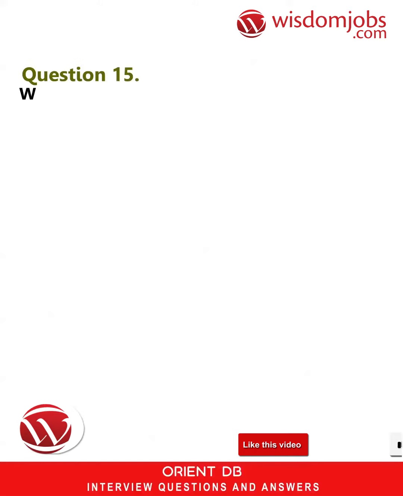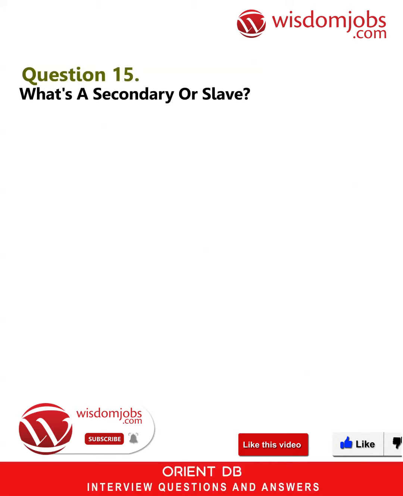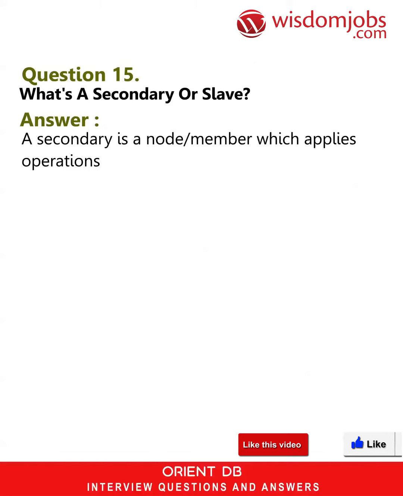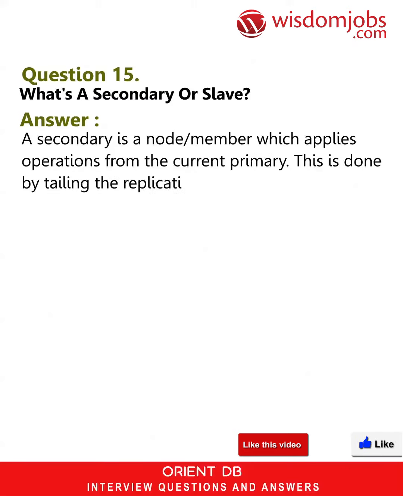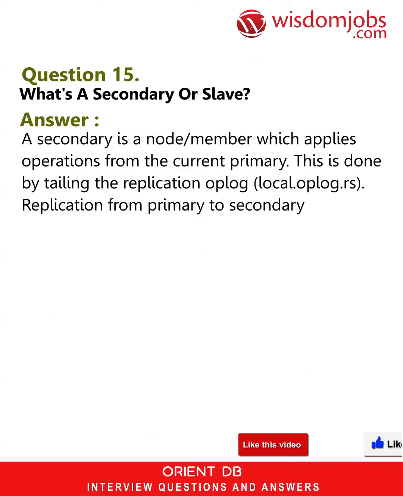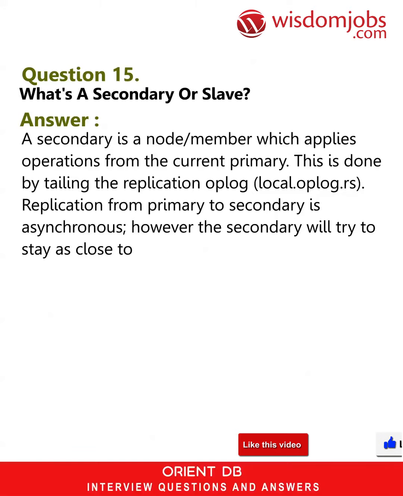Question 15. What's a secondary or slave? Answer. A secondary is a node/member which applies operations from the current primary. This is done by tailing the replication oplog, local.oplog.rs. Replication from primary to secondary is asynchronous, however the secondary will try to stay as close to current as possible.